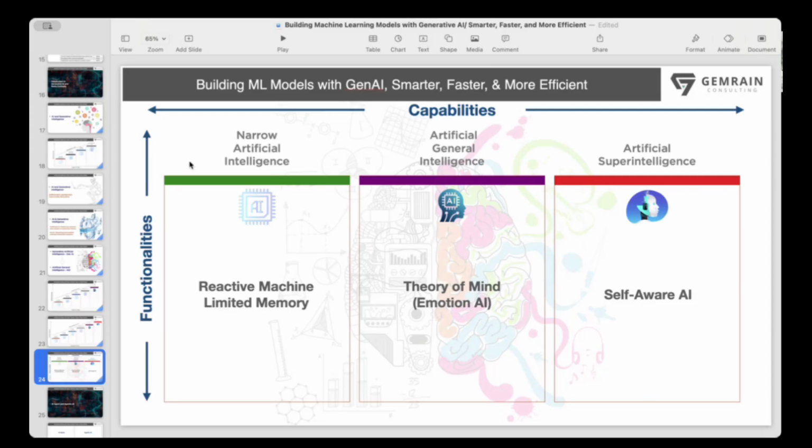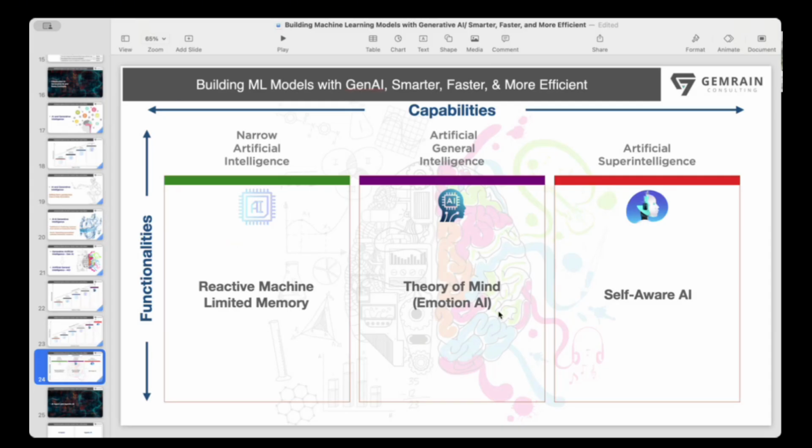And the fact is we are in narrow artificial intelligence. Talking about this era, the real state of the art of artificial intelligence, we are still in narrow artificial intelligence, or we call it weak artificial intelligence. Why? Because without data, without predefined data, without 100% human interaction, we are not going to be able to build any AI model.